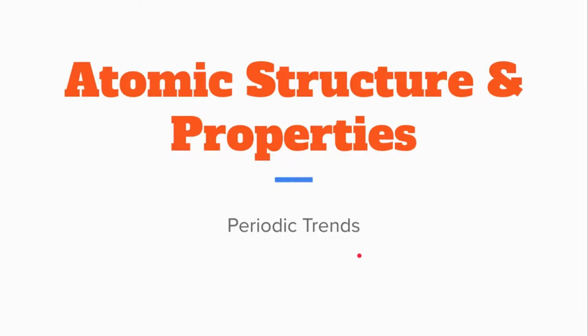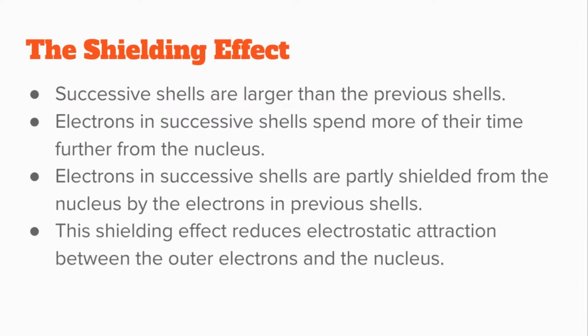Everybody, today's lesson is about periodic trends. One of the things that drives the periodic trends that we see, things like atomic radius or electronegativity, is the shielding effect. The shielding effect has to do with electrons that are closer to the nucleus reducing the amount of attraction that those valence electrons, the furthest electrons, feel from the nucleus.